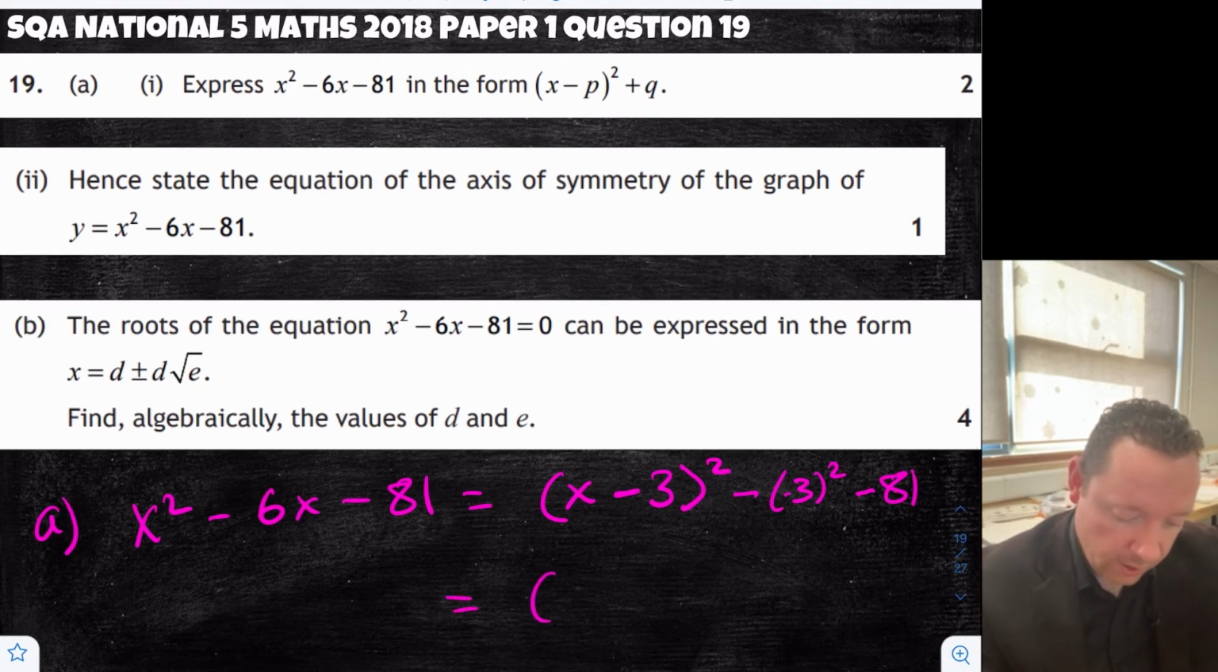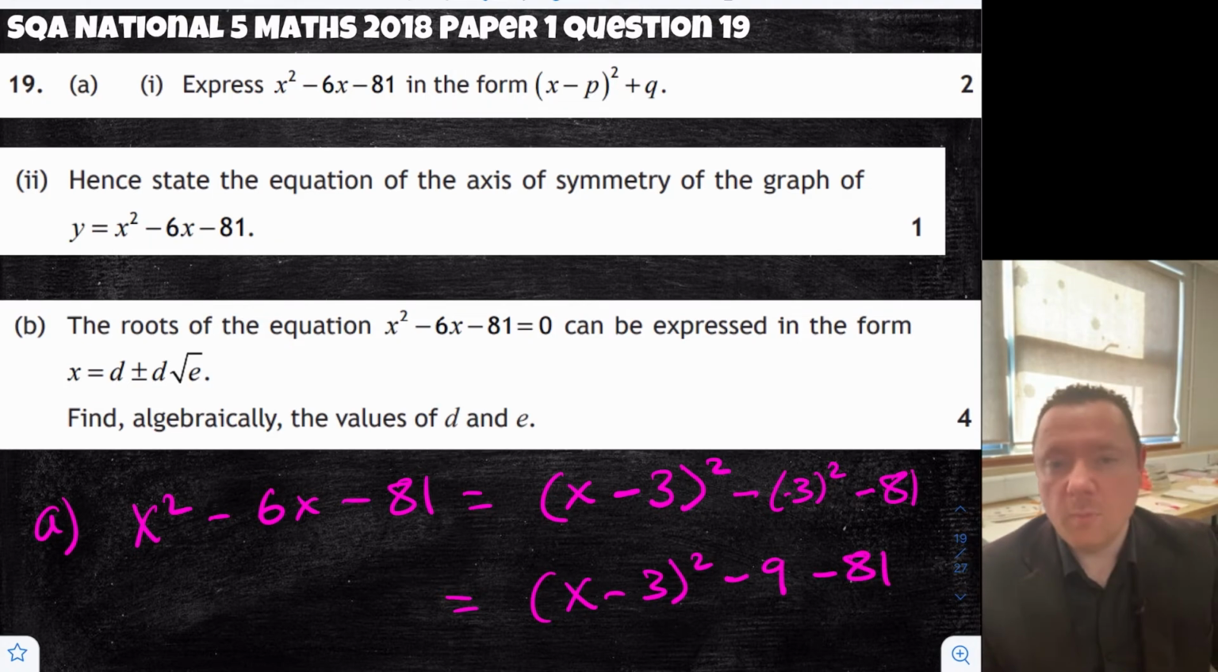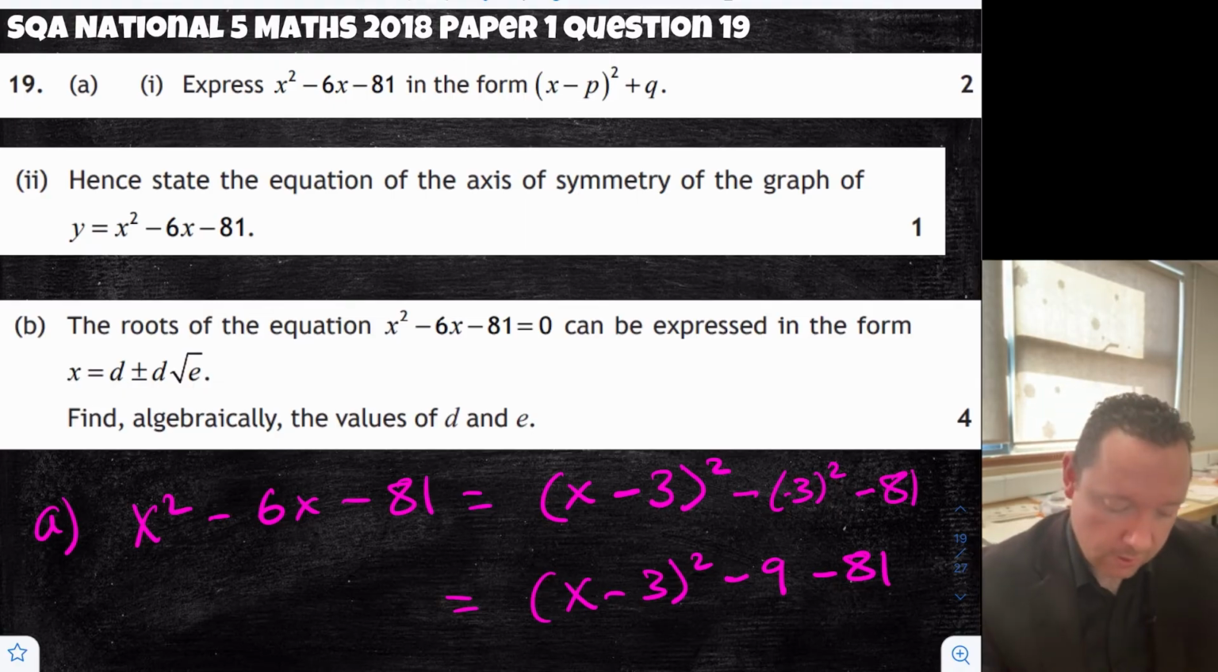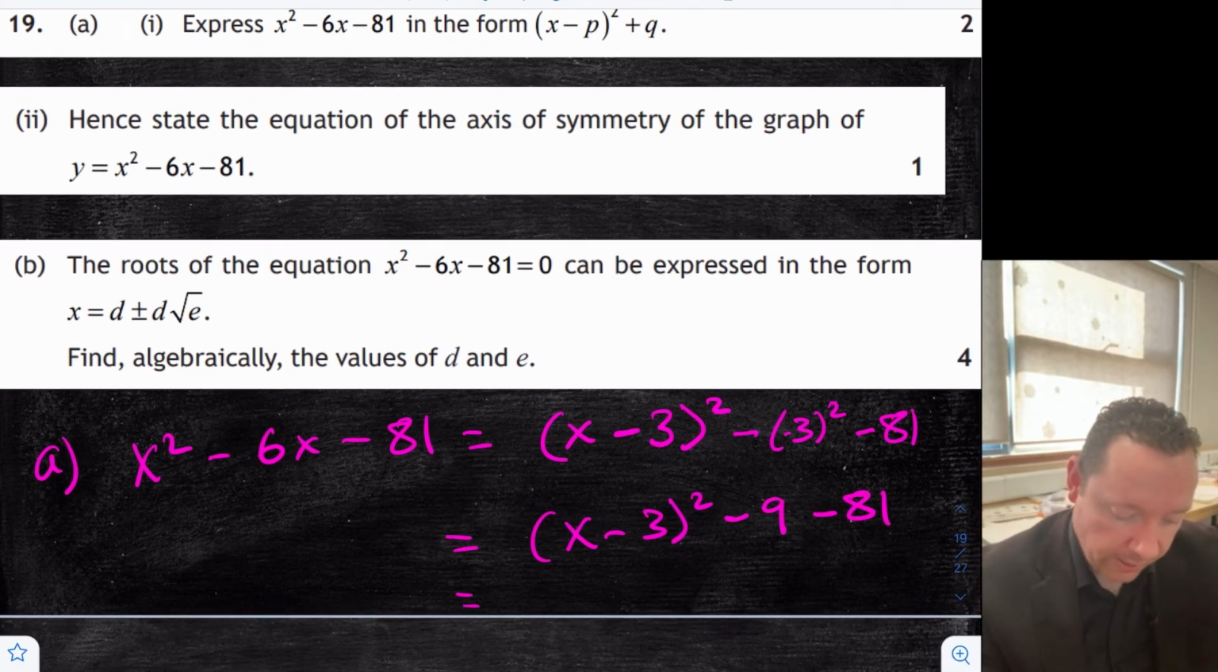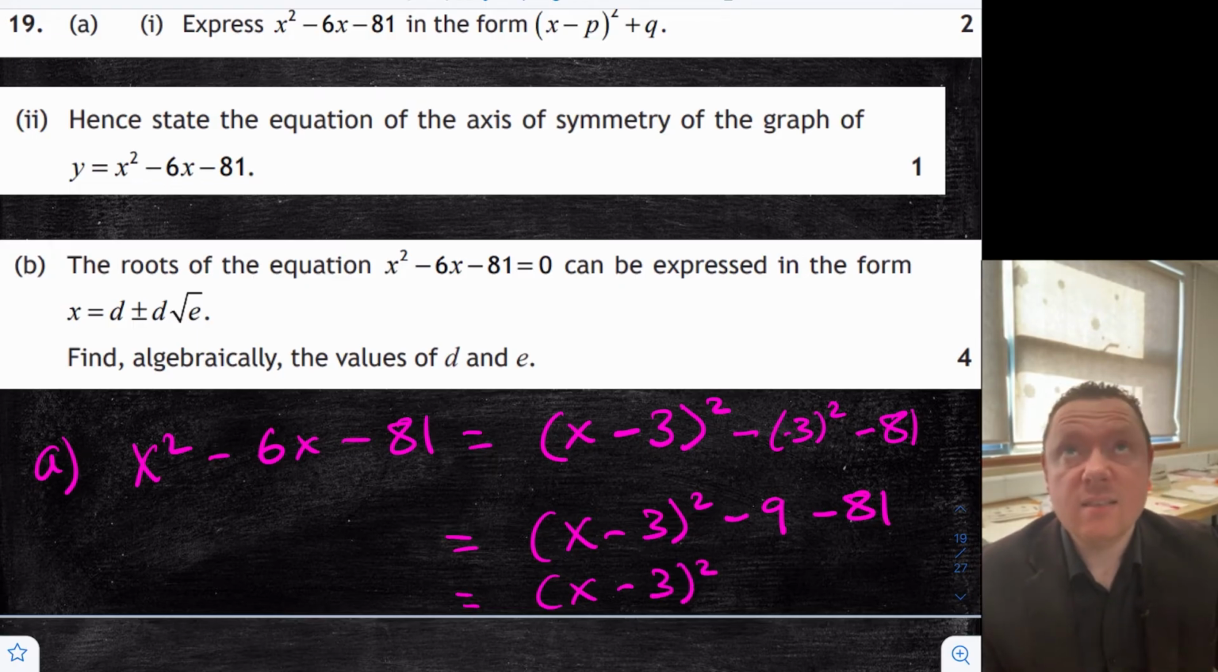So that gives me x minus 3 squared. 3 3s are 9, so it's take away 9, take away 81, because I'm over by 9 basically. So that gives me x minus 3 squared minus 9 minus 81, that's minus 90. And we're done there.